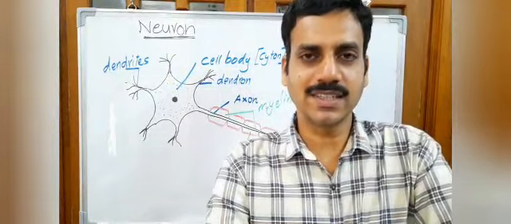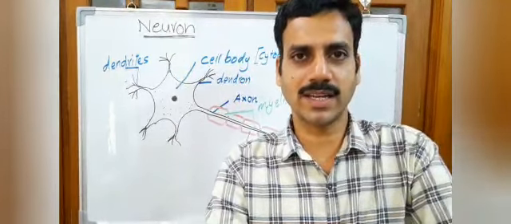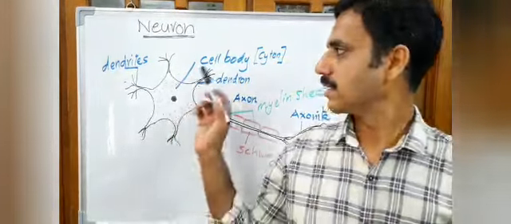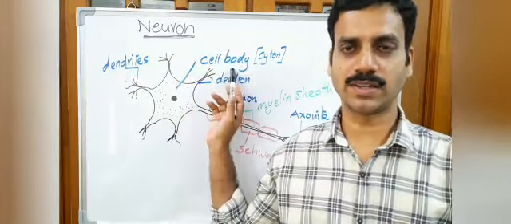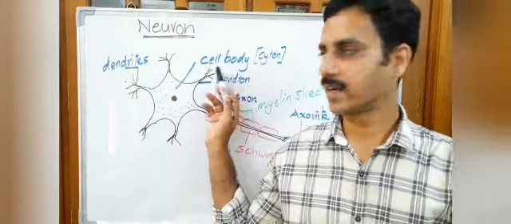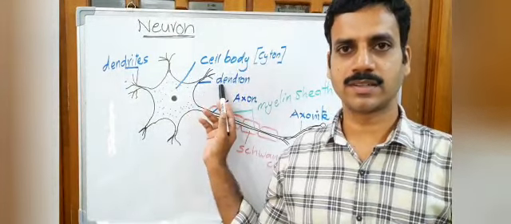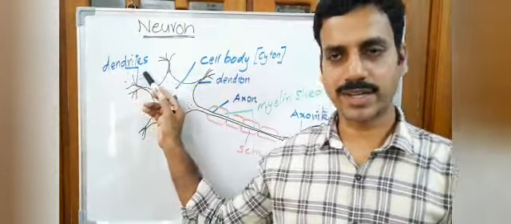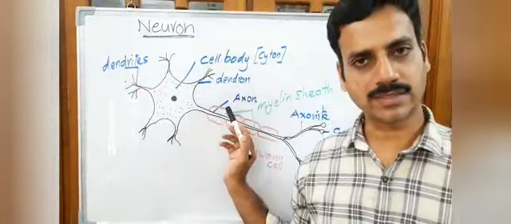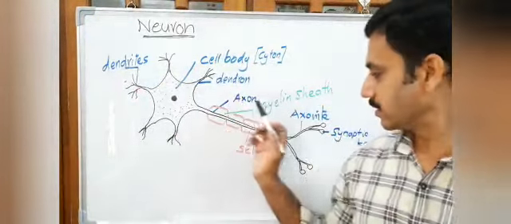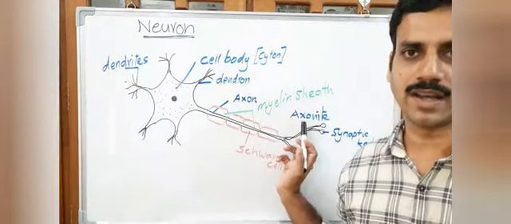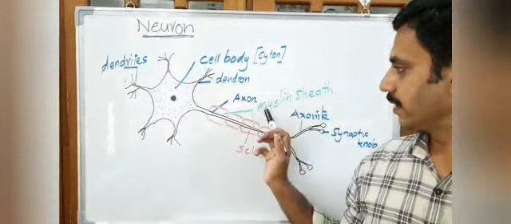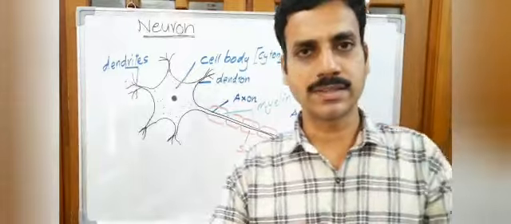Now we are studying the structure of the neuron. Once again we can look at the major parts. One is cell body, cyton. Second is dendron. The other is dendrite. Another is axon. The other is the branches of the axon, axonite. The other is synaptic knob. And here is the myelin sheath.